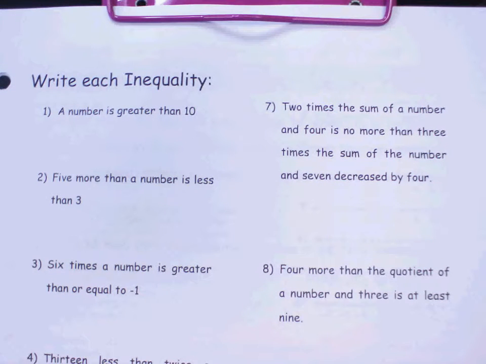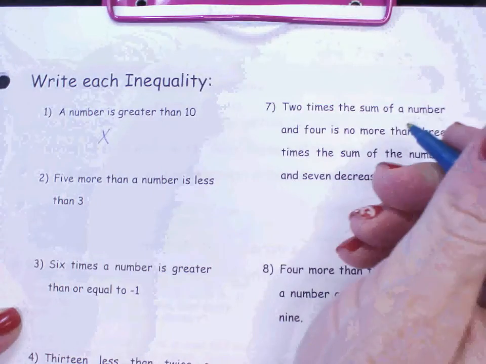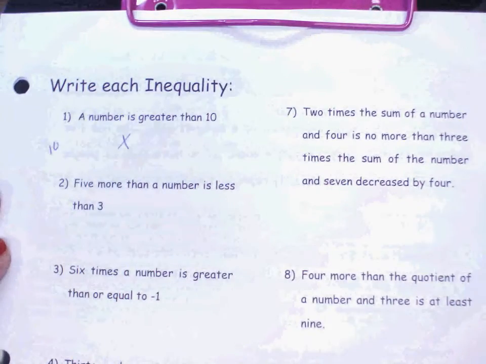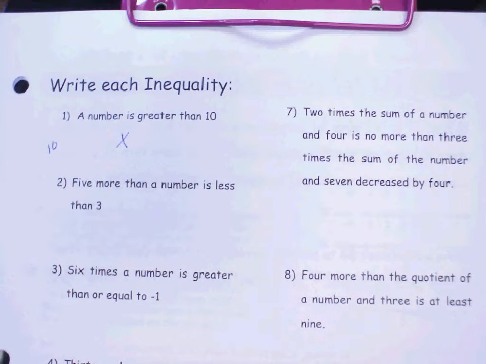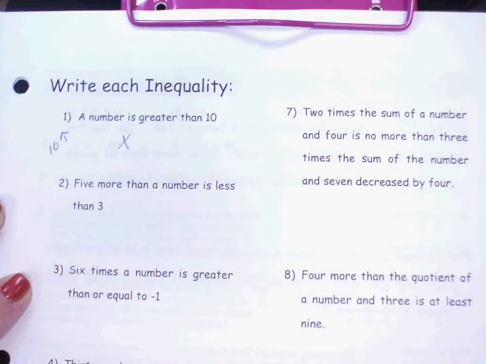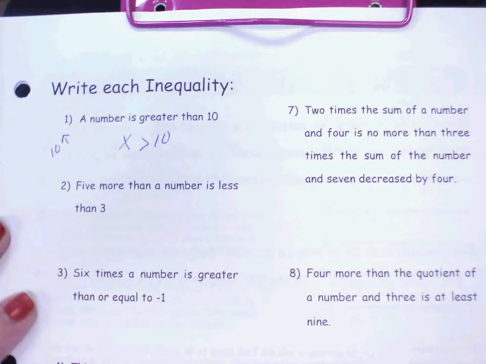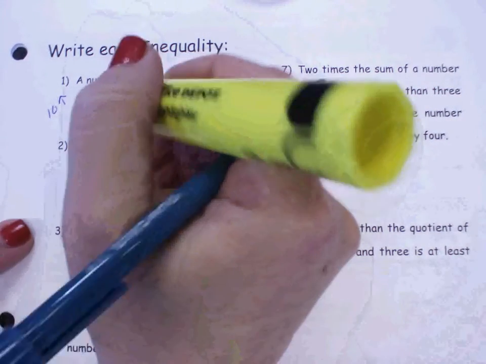All right, a number is greater than 10. Let's go ahead and translate that. Do you know the number? So that would be x. Okay, can it be 10? It's got to be greater than 10. Thank you. So it cannot be 10. So this would be greater than 10, exactly like it is, okay?